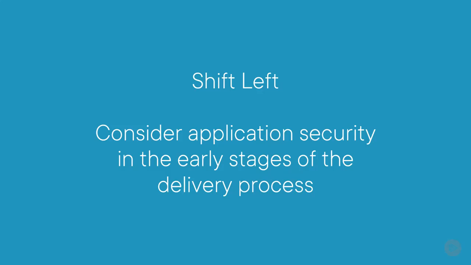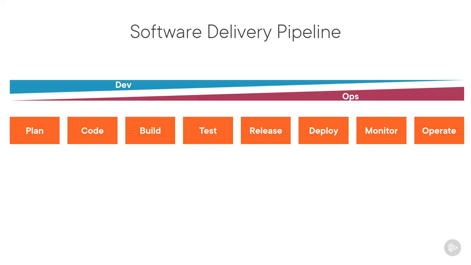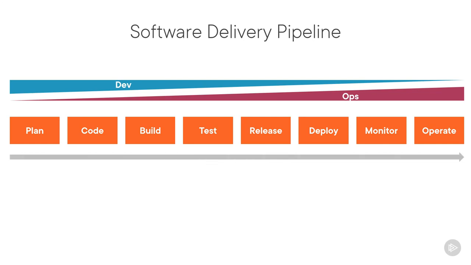If the principle of least privilege is the most important security position, then shift left is a very close second. The idea is to consider application security in the early stages of the delivery process. Delivering value through software is a process, and you can envision this process as a pipeline. It begins on the left with planning. The process continues toward the right, bringing in activities that occur on the developer workstation, shared development and test environments, and then finally, production environments.